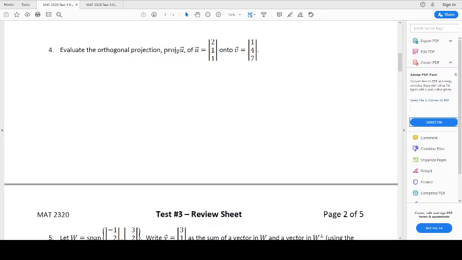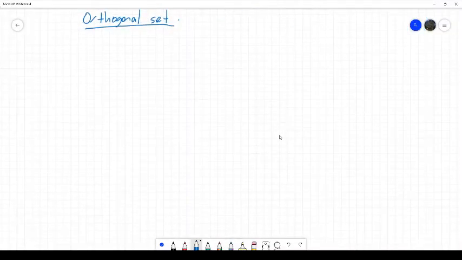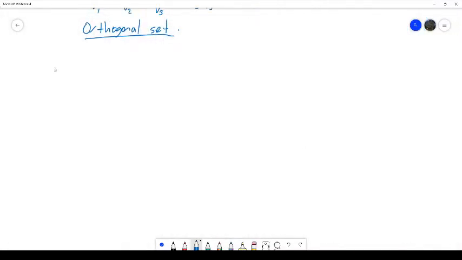Okay, next we have evaluate this orthogonal projection of u onto v. So we're projecting u onto v, so we have to be careful about the way that we do this, the order that we get these in. u is 2, 1, 1, and v was 1, 4, 7.